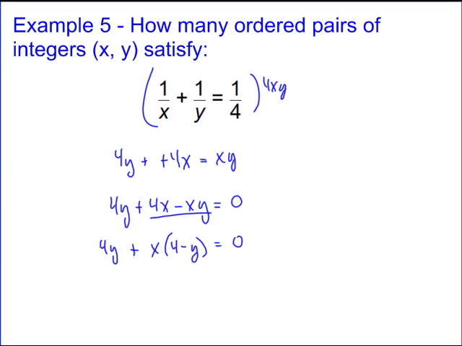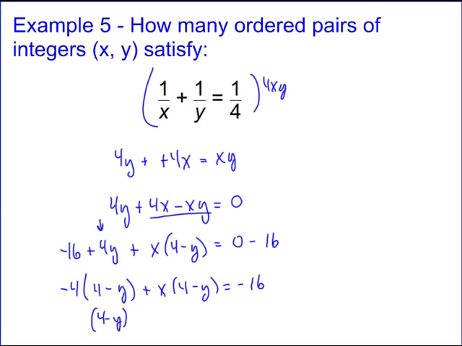Well, it's a little harder because I need a 4 minus y. If you notice, I can easily factor 4 out of here, but that gives me a positive y. If I factor out a negative 4, then that gives me a negative y like I need. So what I need here is a negative 16. So I need to subtract 16 from both sides. Because now when I factor out a negative 4, I end up with 4 minus y plus x times 4 minus y equals negative 16. And that's going to give me 4 minus y times negative 4 plus x, which is x minus 4, equals negative 16.